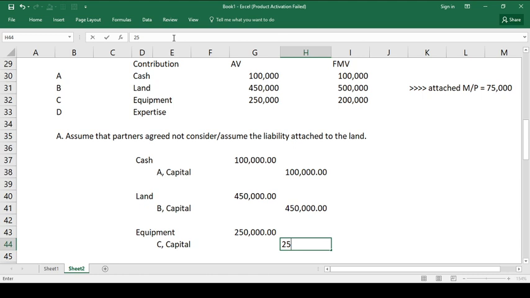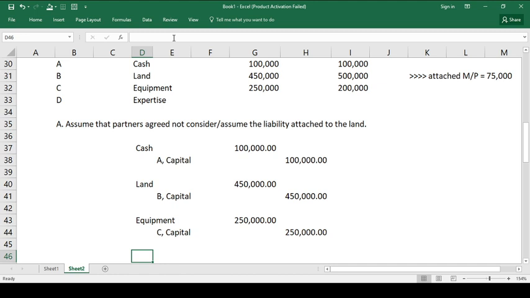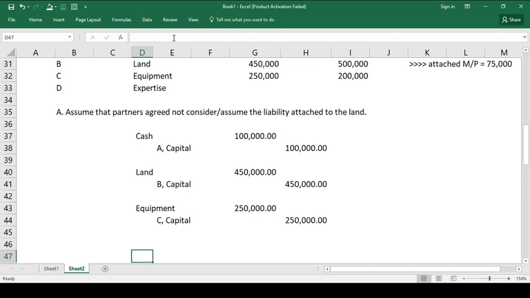How about, sir, the contribution of D, considering that it is only expertise? If that would be the case, that one of the partners contributed only his expertise, what we need to prepare is a memorandum entry. What is a memorandum entry? A one-line sentence is enough. For example, in this case, D contributed his expertise in the partnership. That's it. That would be our entries, assuming that all partners agreed not to assume the liabilities attached to the said land.